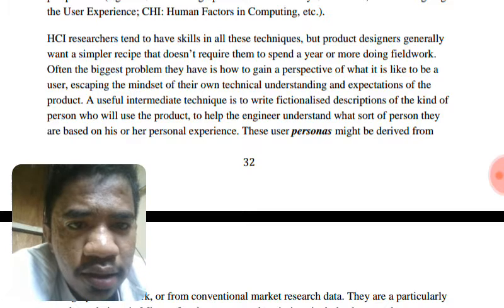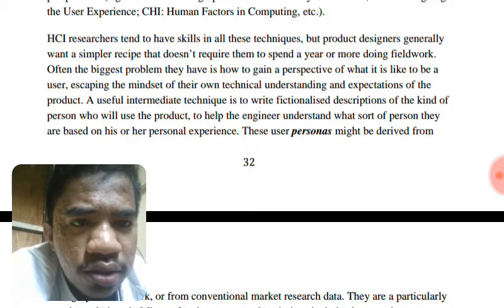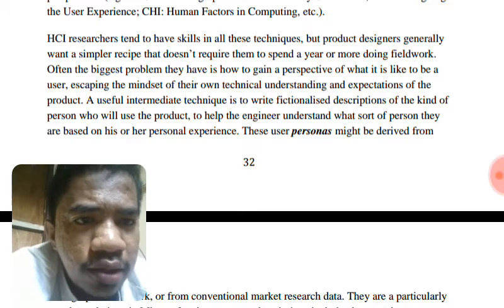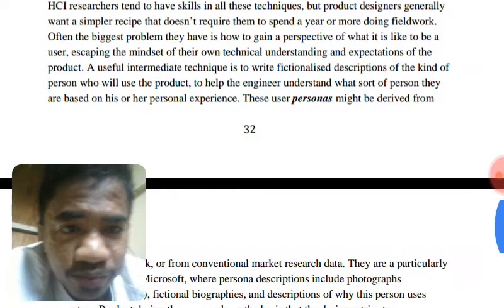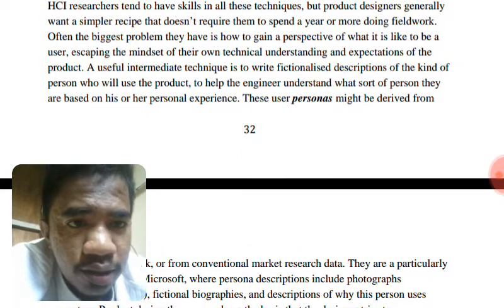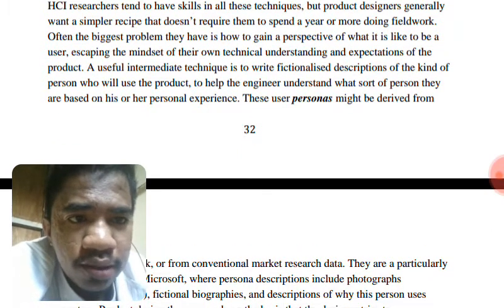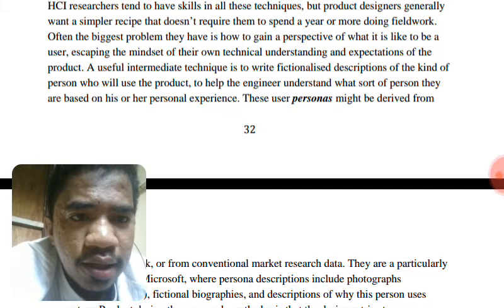A useful intermediate technique is to write fictional descriptions of the kind of person who will use the product, to help the engineer understand what sort of person they are, based on his or her personal experience.